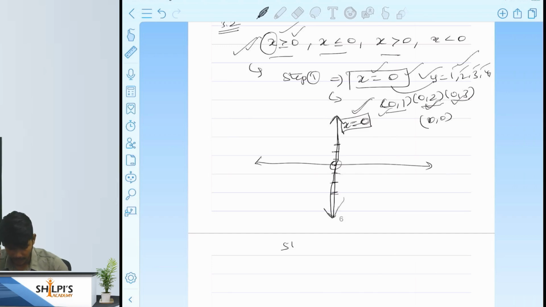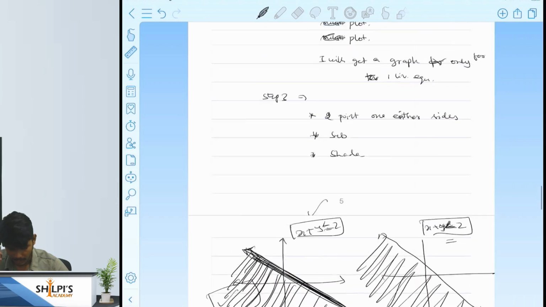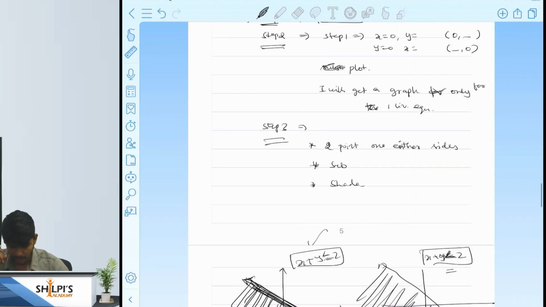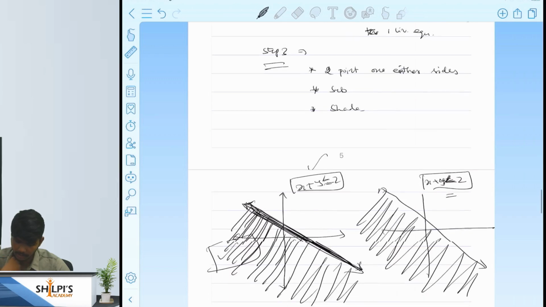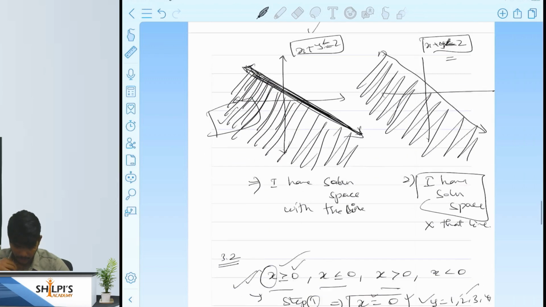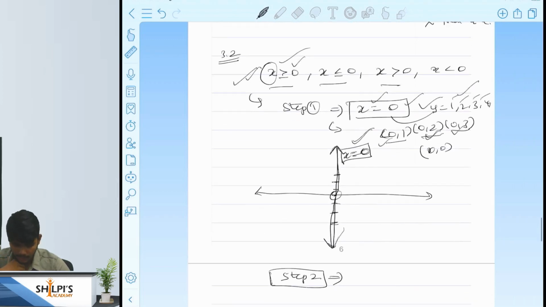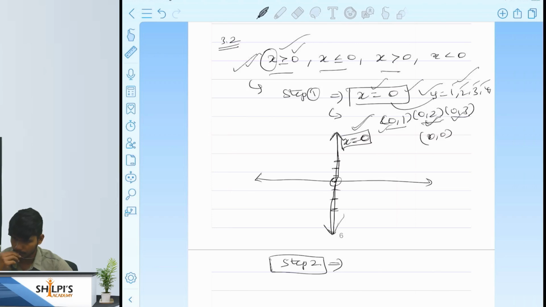What will be our step 2? In step 2, what will we do? Actually, that is not step 3. In our situation, in step 3 we have to shade the region. Less than or equal to, greater than or equal to, definitely we will shade. So to shade, what will we do? I will take 2 points, one on each side.